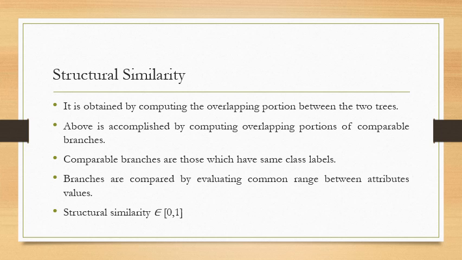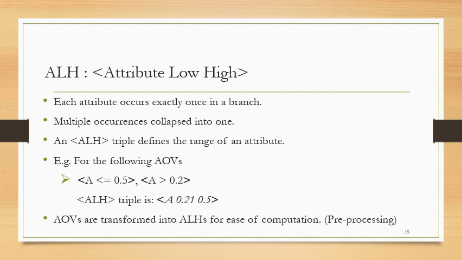So any branches which are going to have different class labels, that means they are not comparable. In order to compare those branches, we need to have the same class labels, and we are then going to talk about the range of the attribute values, and accordingly we are going to... Okay. So we have an idea of how we write the AOV.